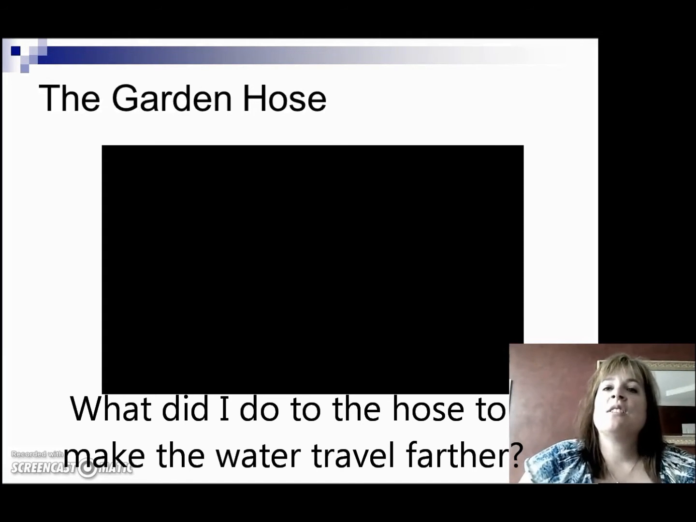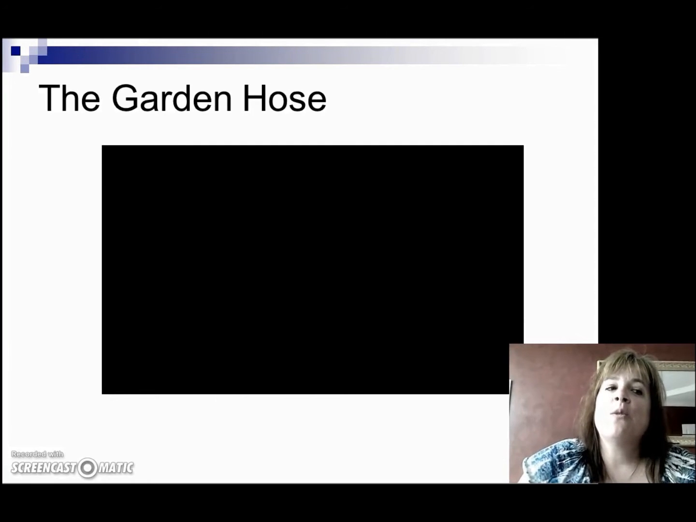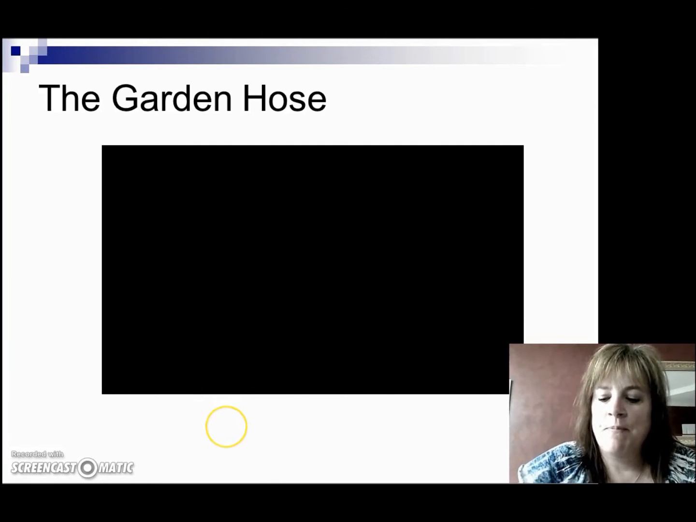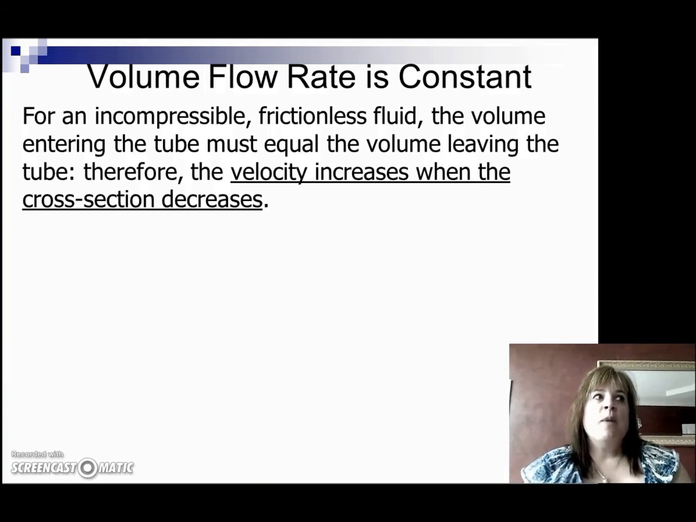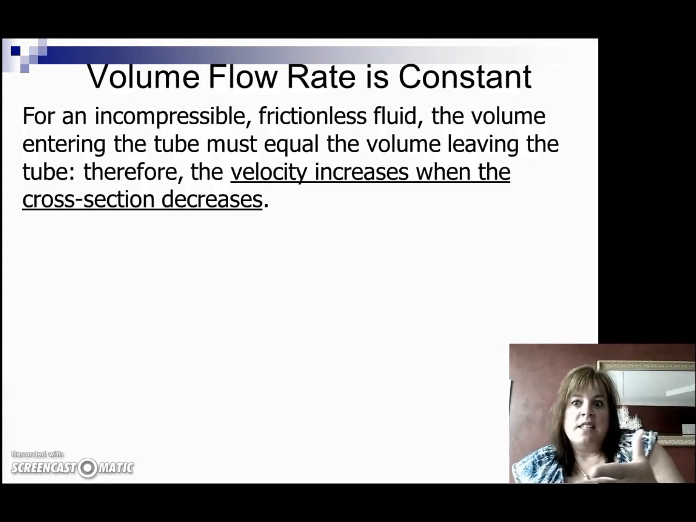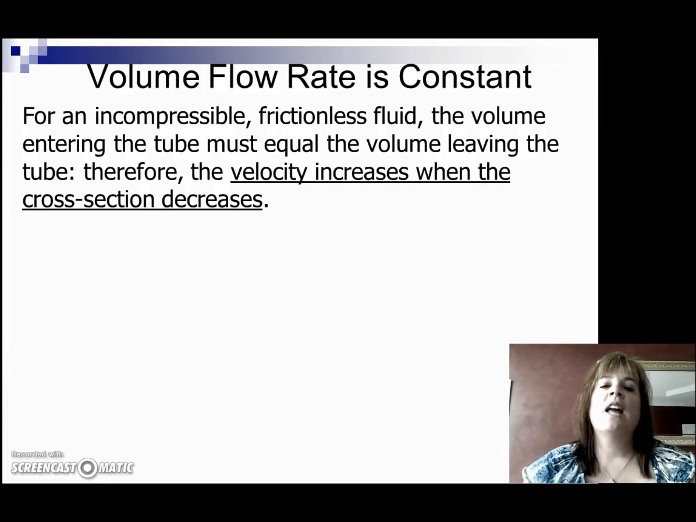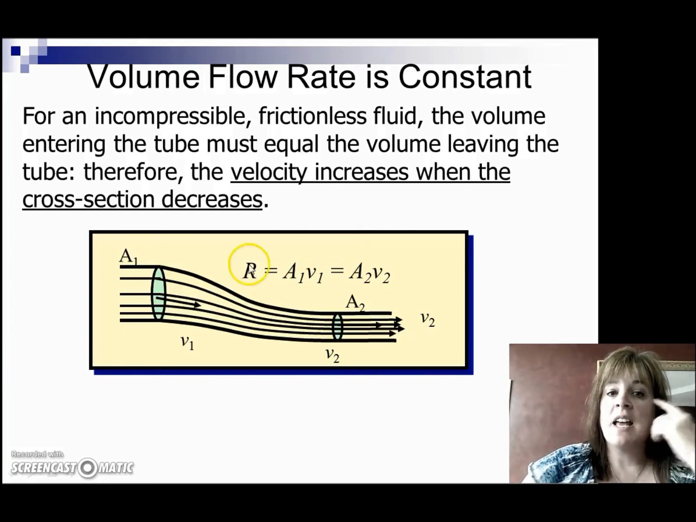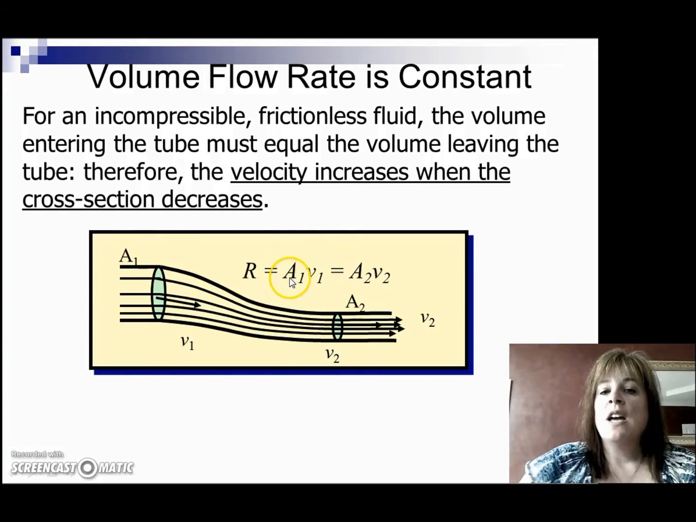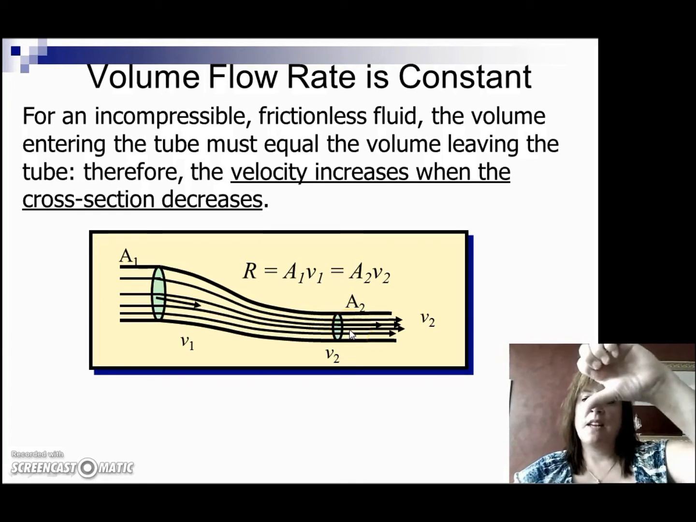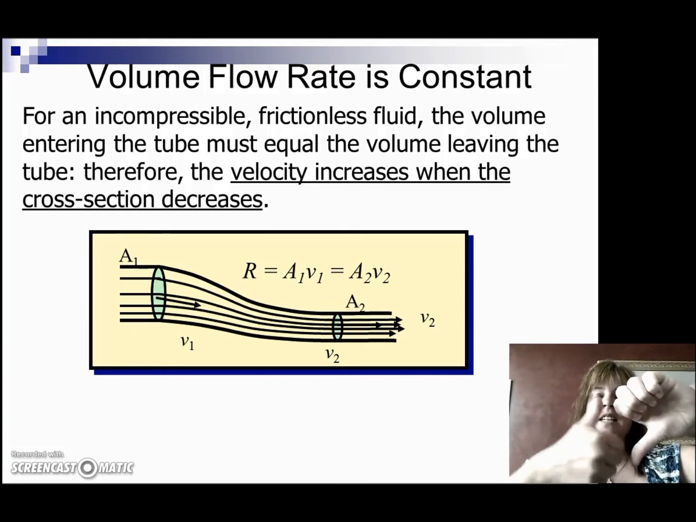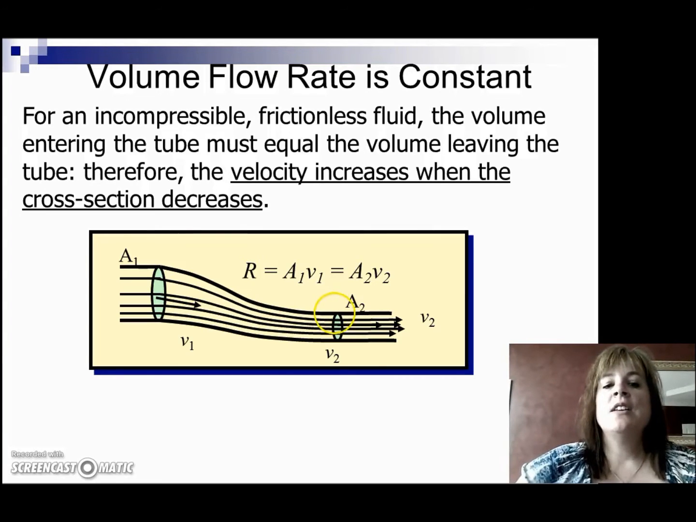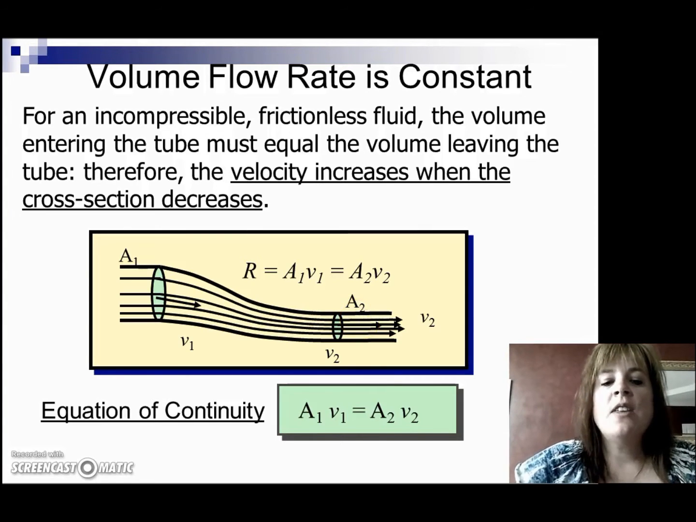Now, this actually is supported by the volume rate of flow equation, which says that in an incompressible fluid, the volume entering the tube has to be the same as the volume leaving the tube. Therefore, the velocity is going to increase as the cross-sectional area of the tube decreases. And our other equation for volume rate of flow was area times velocity. So if I shrink my area, in order to compensate for that decrease in area, the velocity has to increase. This actually is an equation that has a name. It's called the equation of continuity.